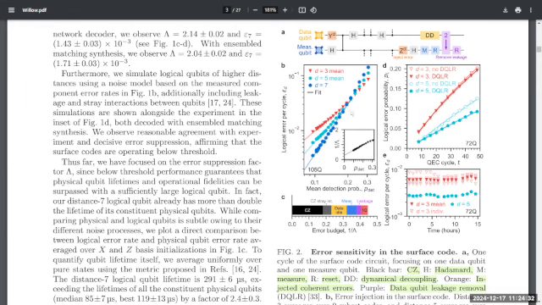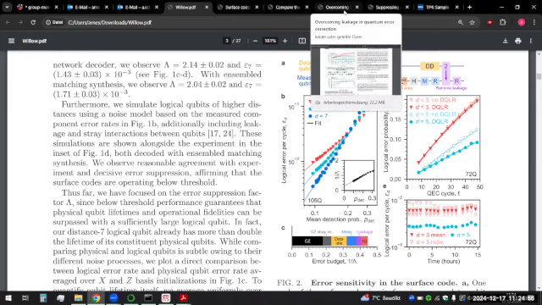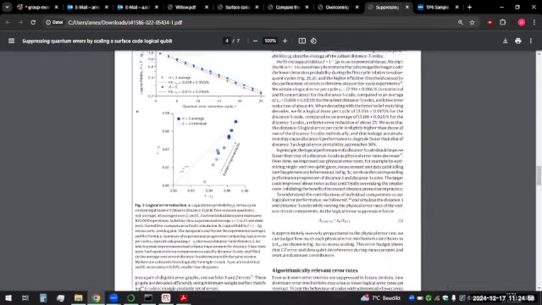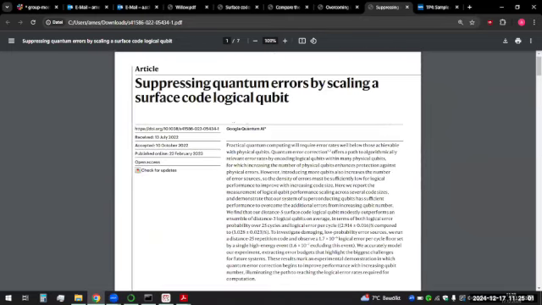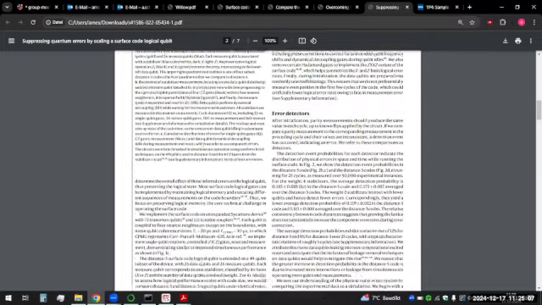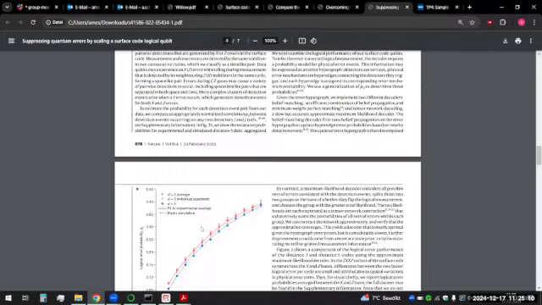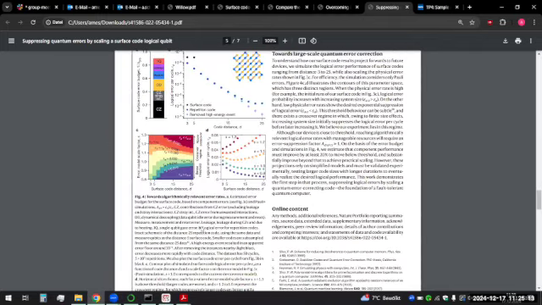Then we turn this alpha value up, and eventually what we see is that we reach a crossover regime or a break-even point where increasing the code distance doesn't actually improve the logical error rate. This is also predicted in an older paper by them. This is also from Google Quantum AI, the 2023 paper, and in that one they also talk about the error rate versus surface code distance.